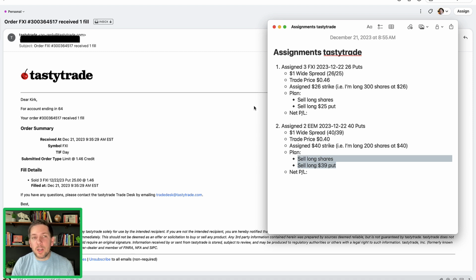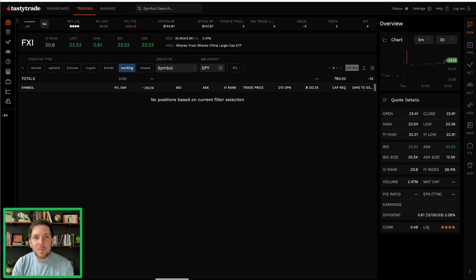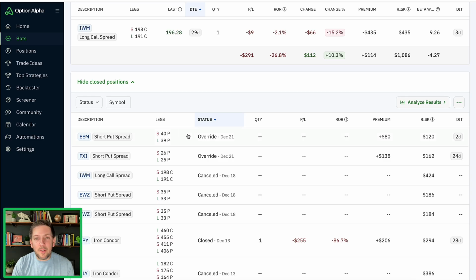So now what we want to do is total up the P&L for these positions. Now that we have these positions closed out, we want to make sure that our bots are corrected for P&L and margin and all the stuff that we want to keep our stats accurate inside of Option Alpha. If you care about that, which I do, then you want to make sure that you correct these moving forward. So here's how you're going to do it.